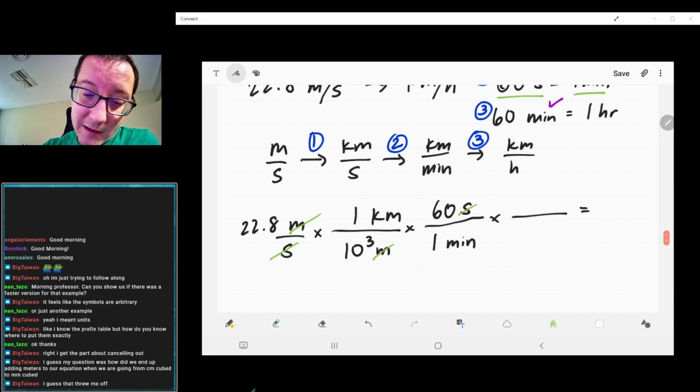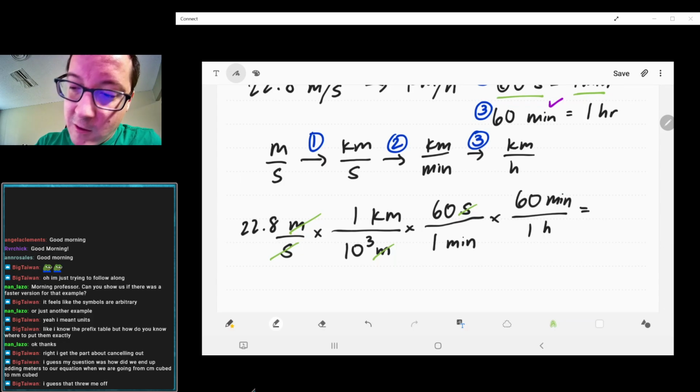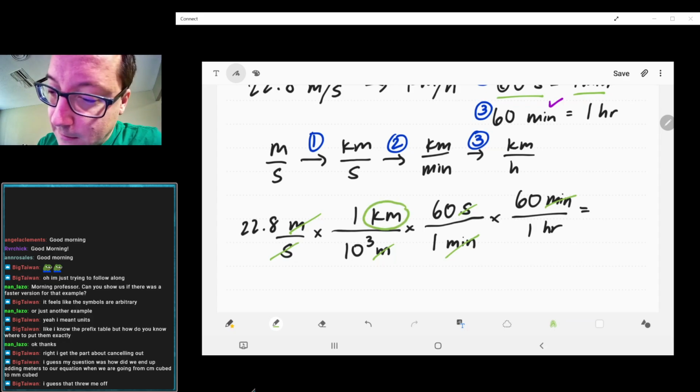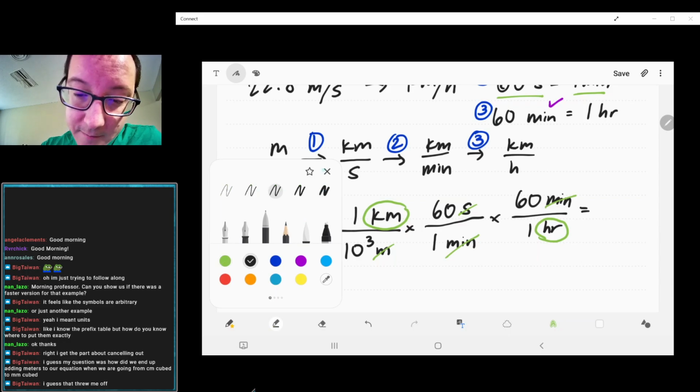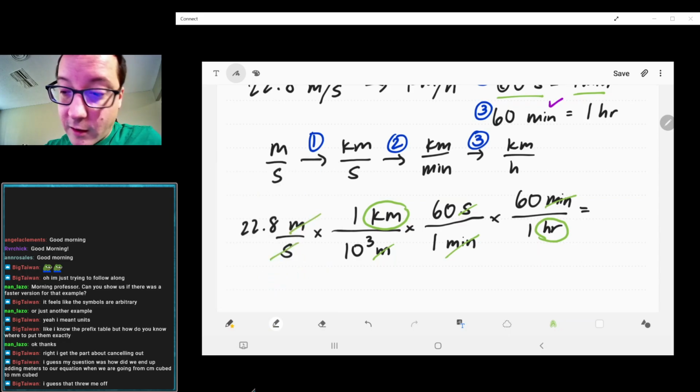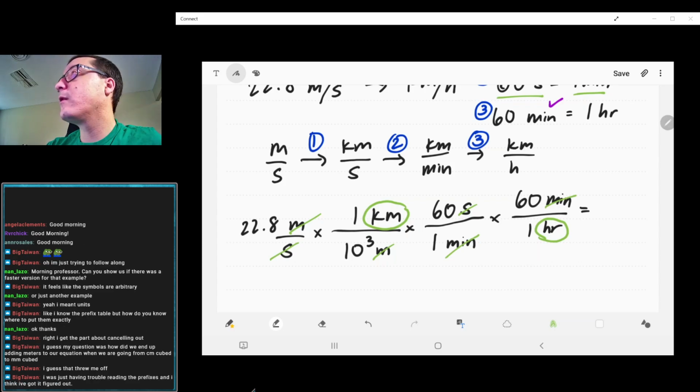The last part here is we're going to put our last conversion factor, where we're going to put minutes to hours. Notice again, I've arranged it such that minutes will cancel out. And our final units are going to be kilometers divided by hours. That's the unit we're going to end up with. That's what we looked for. So we just have to now throw all this into a calculator.